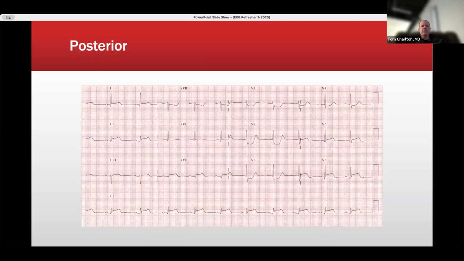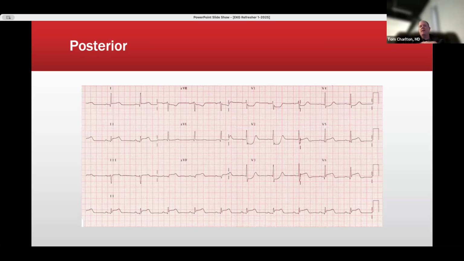And this is a posterior STEMI. So remember, electricity flowing towards the lead is a positive deflection. Electricity flowing away from the lead is negative, all right? So I want you to think about where V1 and V2 are. They're right on the front. So if we have electricity that is traveling away from it, it's going to be a negative deflection. Well, what if we were to put those leads on the back? Now they're going to be ST elevations, right?